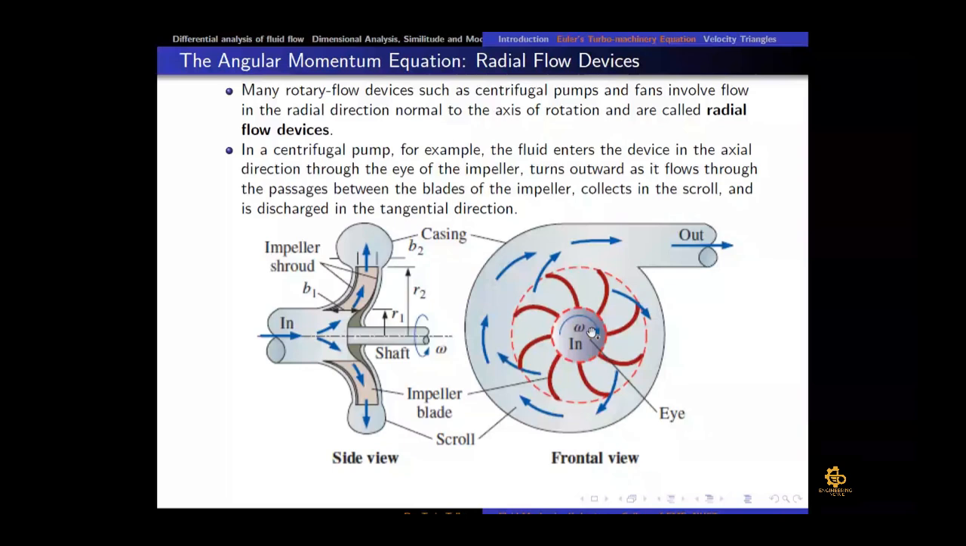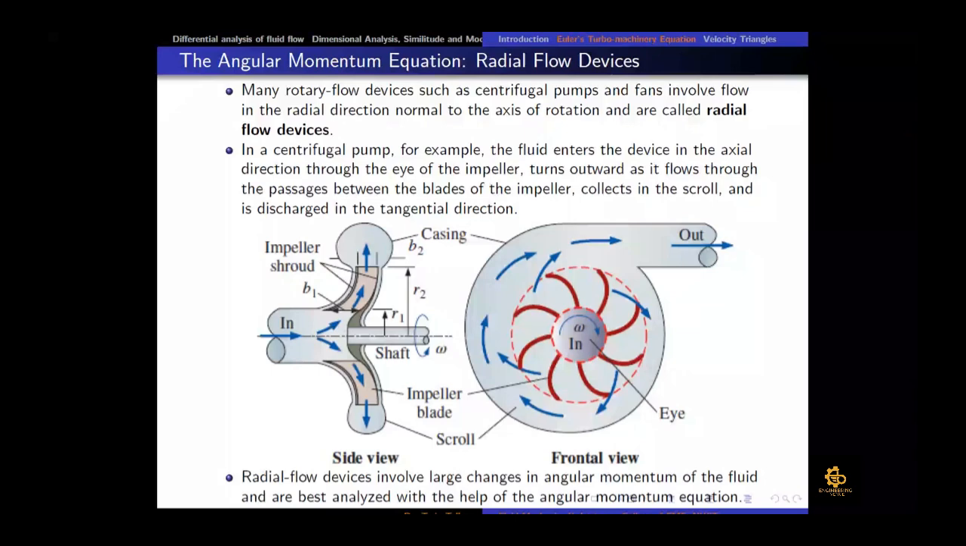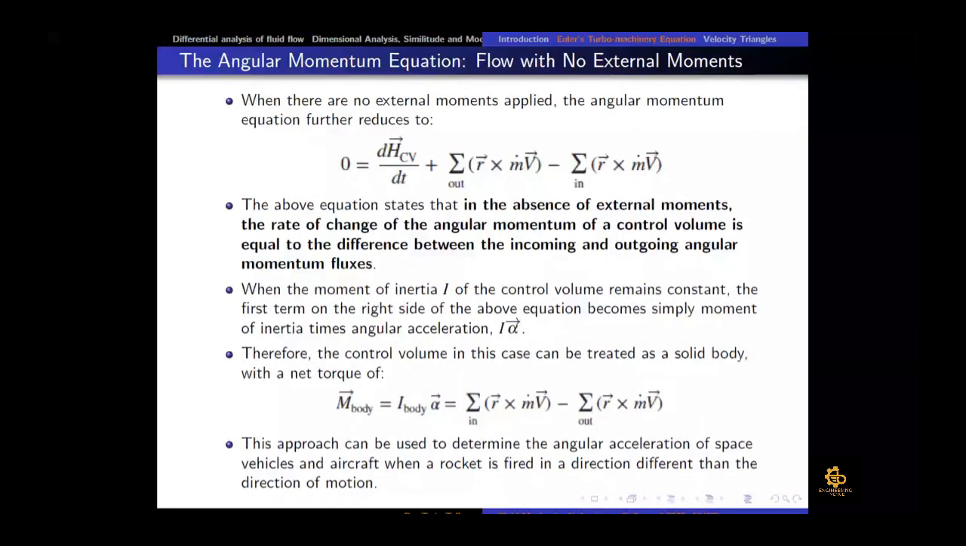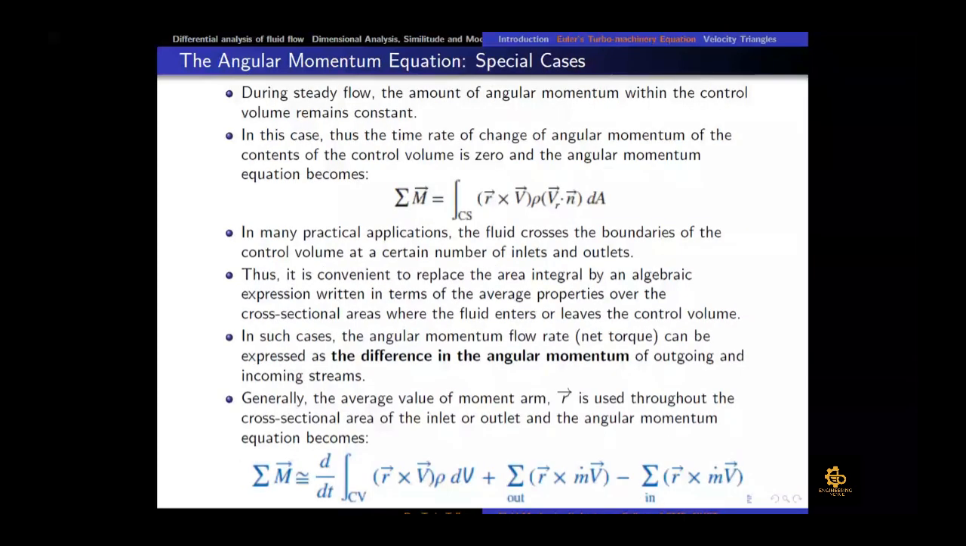So radial flow devices involve large changes in angular momentum of the fluid and are best analyzed with the help of the angular momentum equation which we have derived here. If I show you the general form that is written here, on the control volume, it is the summation of the rate of change of angular momentum within the control volume plus the net flow rate of angular momentum going out through the control surface area.